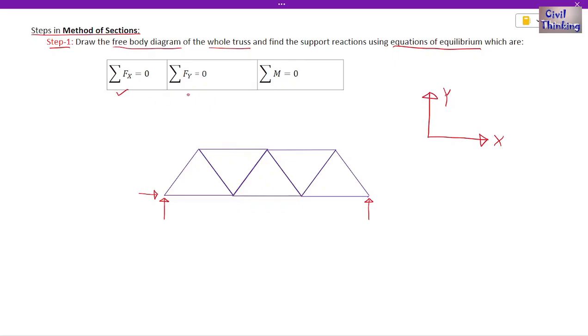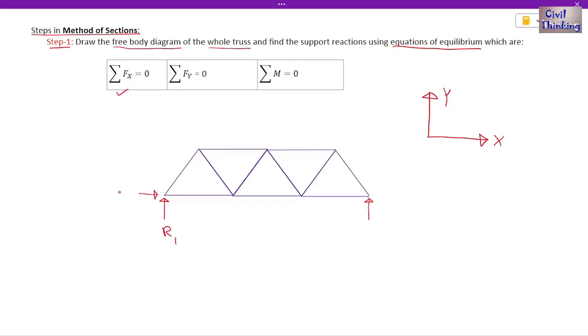Now the equations of equilibrium are these: summation of forces in the horizontal direction or x direction, we have to equate it to 0. Then summation of all the forces in the y direction or vertical direction is 0, and summation of moment about any point, about any joint of this truss is 0. We draw the free body diagram, then we apply these equations one by one so that we find these reactions, right?